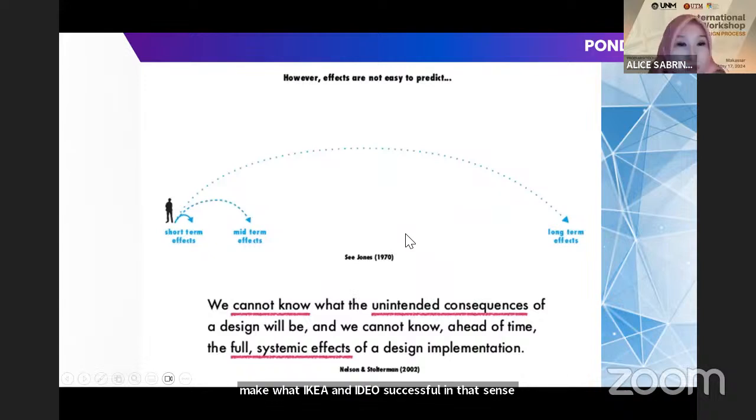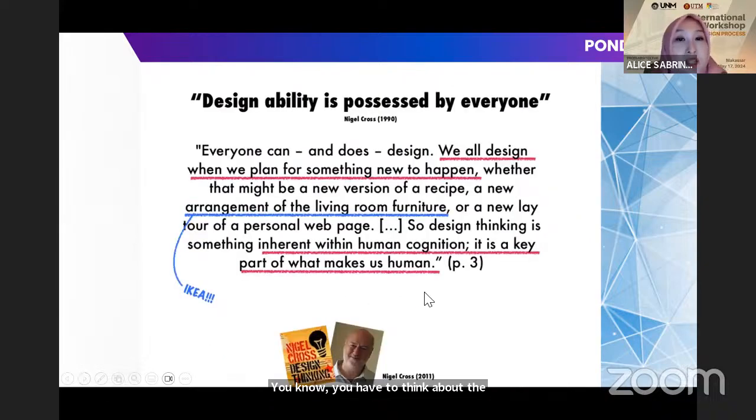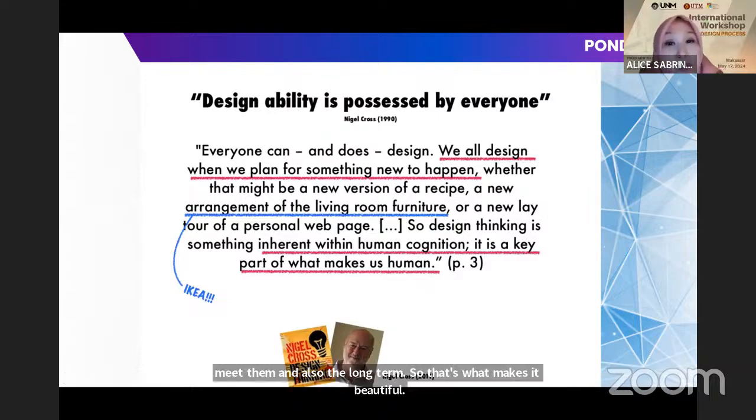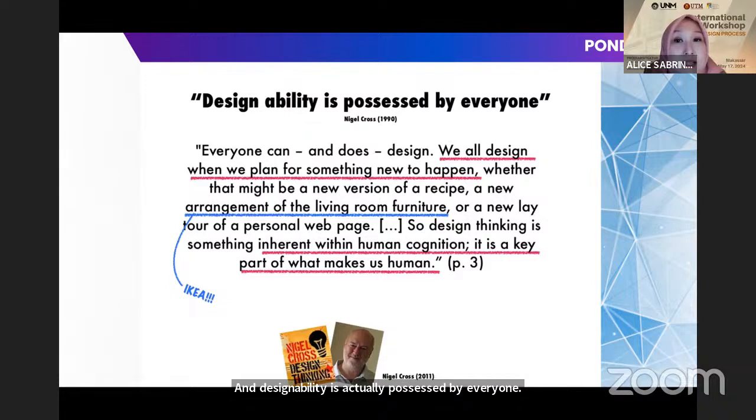Okay, so Jones always says, and I say this again and again, design is actually unintended consequences. You have to think about the short term, the mid-term, and also the long term. So that's what makes it beautiful. And design ability is actually possessed by everyone. That's what is said by Nigel Cross. But if we look at it as possessed by everyone, not all of us have good design ability, because all of us architects, all of us have a design background. We can sketch, we can draw, but can we do something that is beyond the humanity thing, beyond the human needs and things like that?